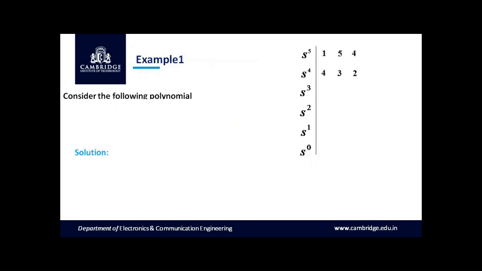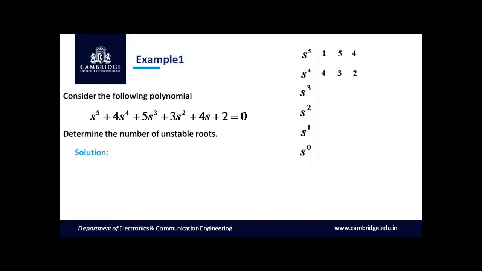Let me take this example. Consider the following polynomial: s power 5 plus 4s power 4 plus 5s cube plus 3s square plus 4s plus 2 equal to 0. Determine the number of unstable roots. The first step is to generate the Routh array or Routh table.